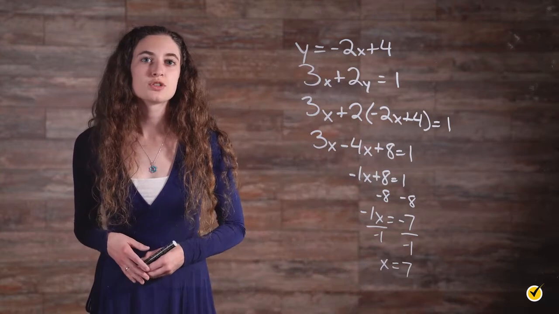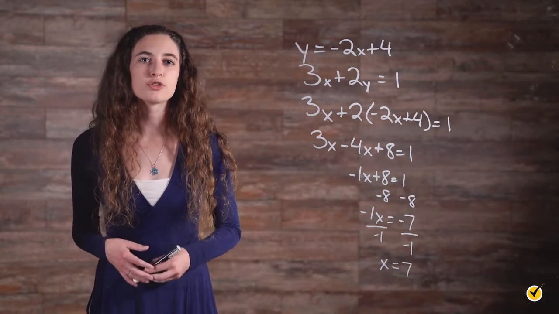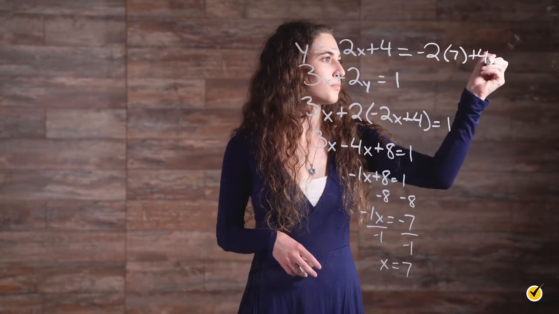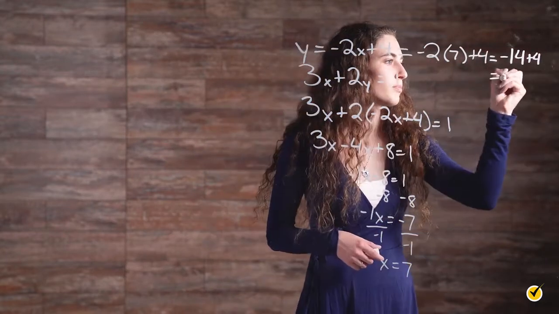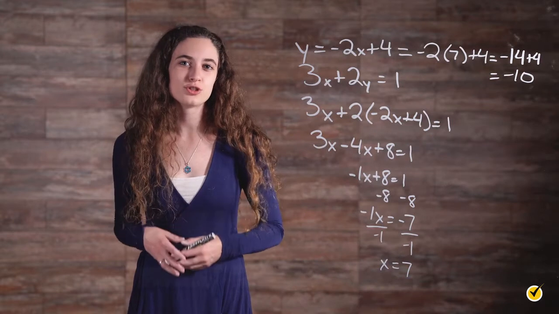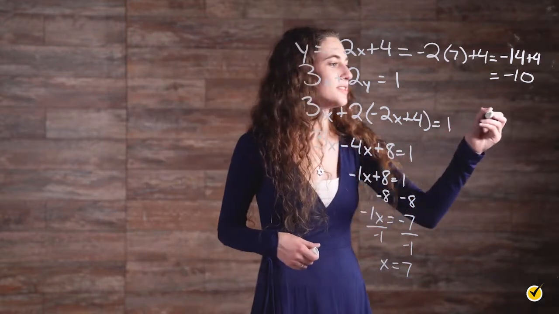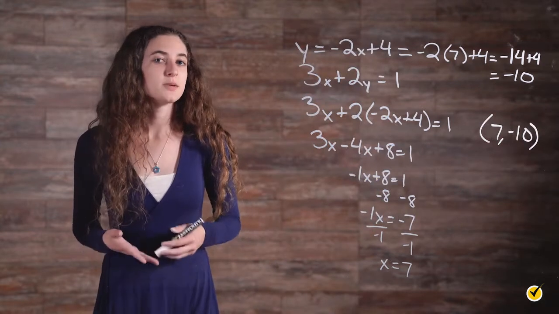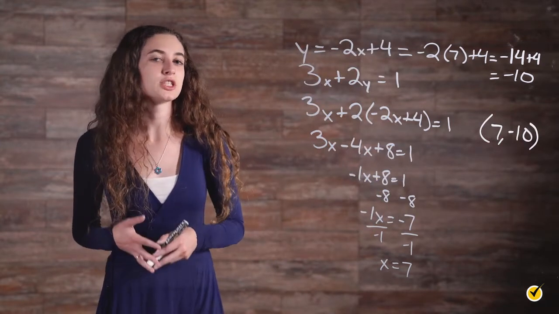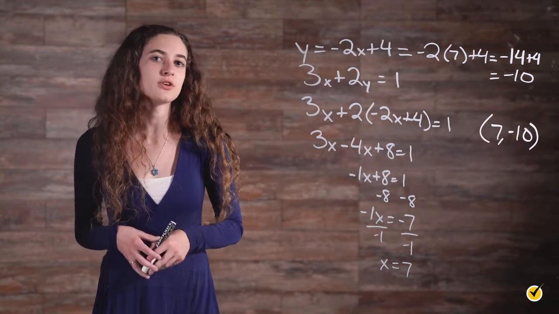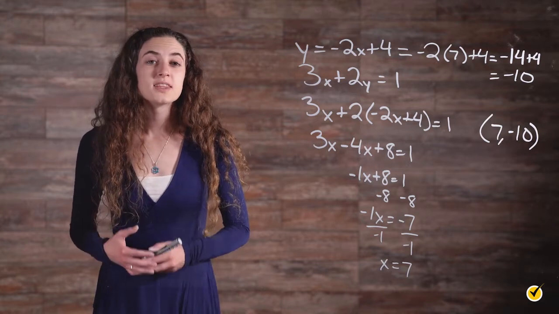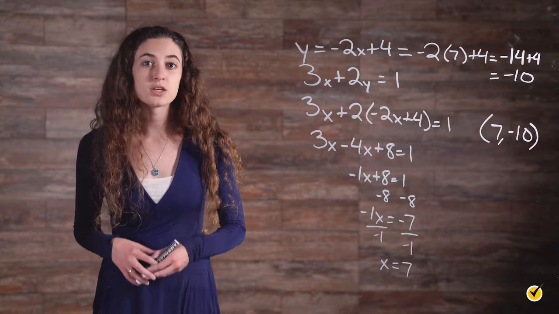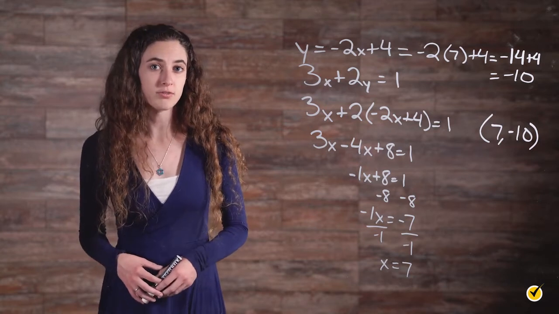Solve for y by substituting x equals 7 into the first equation of the system. So the ordered pair that is the solution to this system is 7, negative 10. To check your work, simply substitute this ordered pair into both equations to verify that you get a true statement. Remember, these types of systems were well suited for the substitution method because one of the variables was already solved.